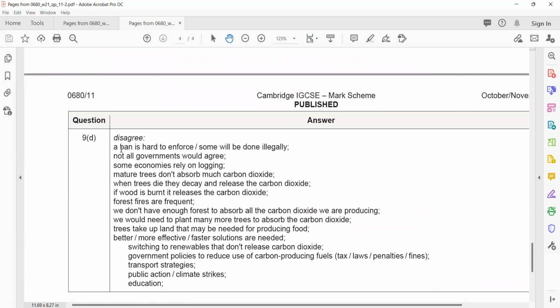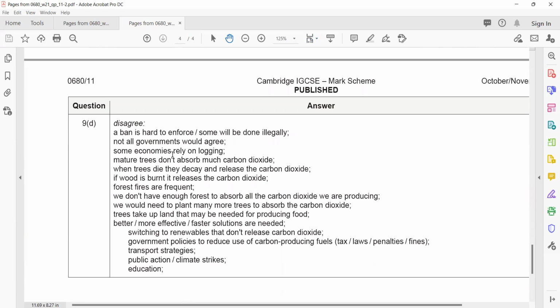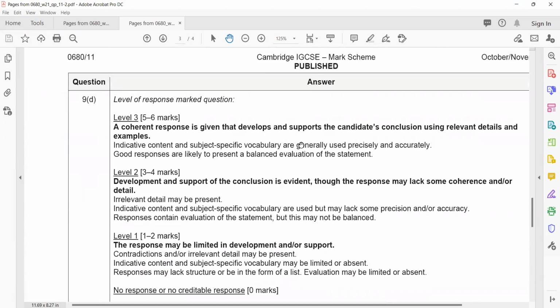Now disagree. They're saying a ban is hard to enforce, but you can act against only the people who are doing it illegally. Okay, most countries' economy depends on the trees. They cut the trees, make things, import them and get the money. So you cannot do it. And sometimes you also need wood as fuel. So there are different reasons, and the point is that you should not ban completely, but you can do it on a management basis: okay, you can cut, but you have to plant more trees.